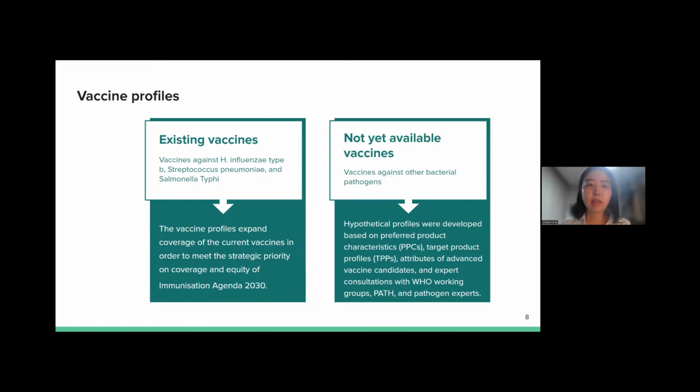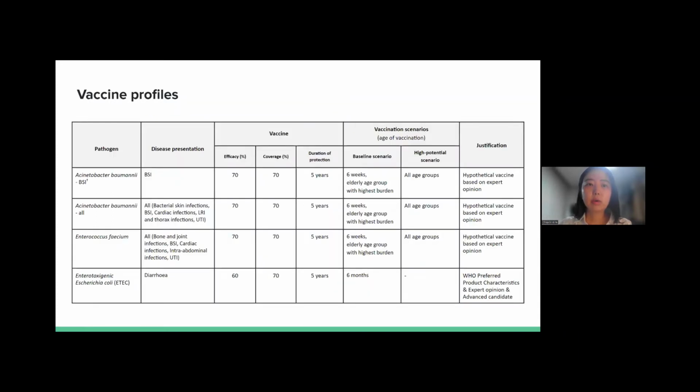Agenda 2030. So for vaccines that are not available yet, we developed hypothetical profiles based on preferred product characteristics, target product profiles, non-attributable of advanced vaccine candidates, and expert consultations with WHO working groups and pathogen experts to make it feasible and more appropriate. So our assumptions include vaccine target efficacy, coverage in target group, duration of protection, population, and disease presentation averted to estimate the impact of vaccines across the 15 different pathogens.